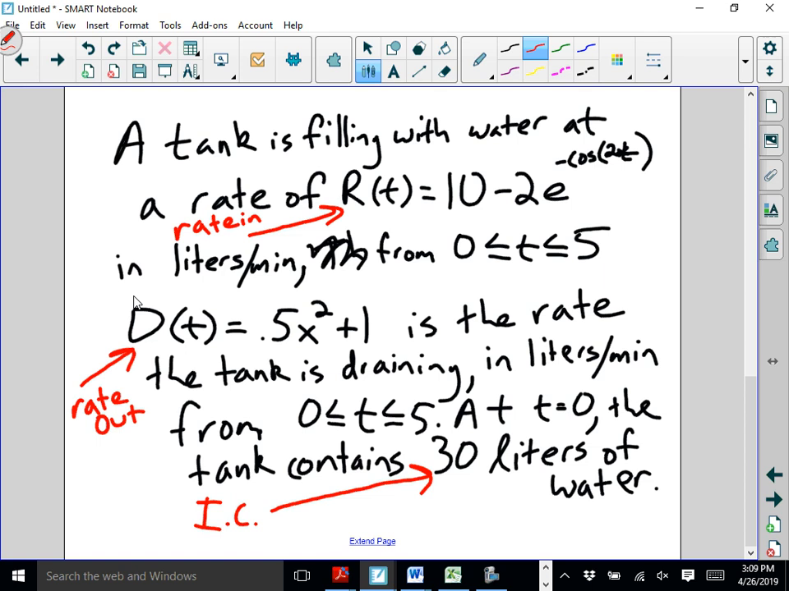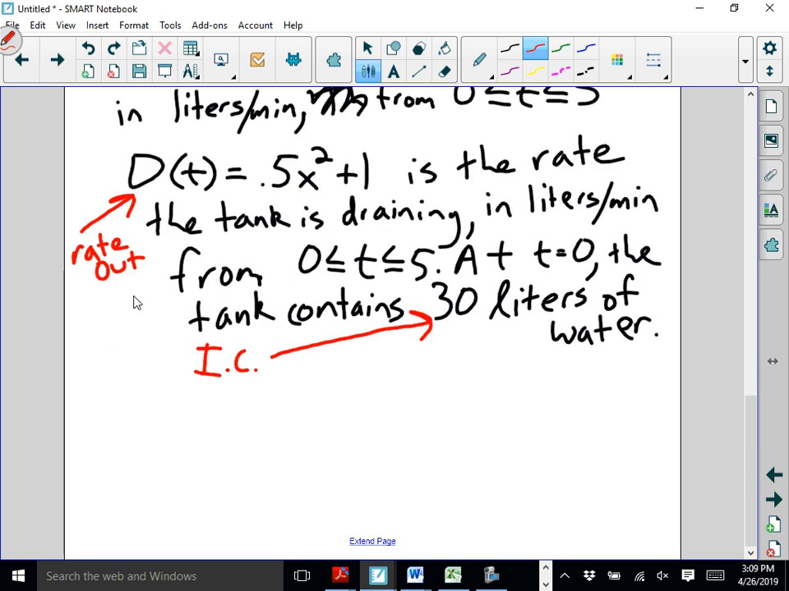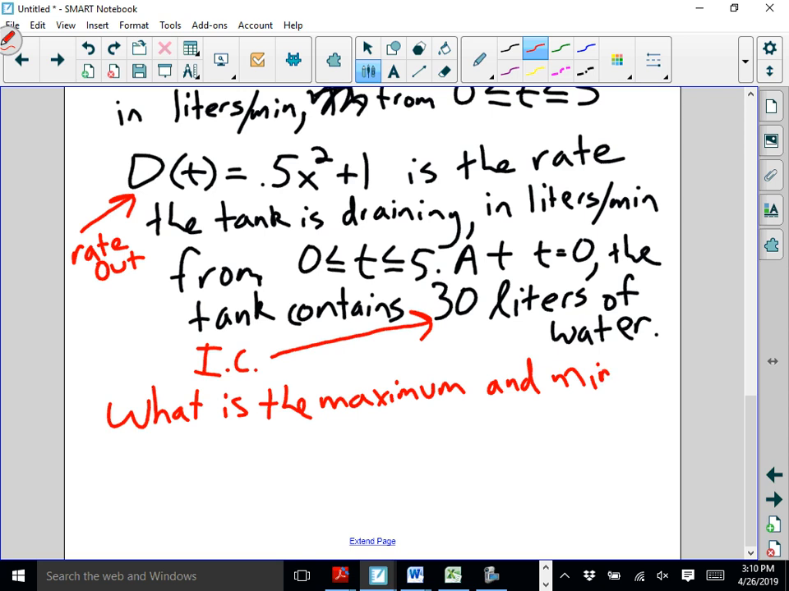The type of question they might ask here is, I'm going to ask both questions here. What is the maximum and minimum amount of water in the tank? So the question is, what is the maximum and minimum amount of water in the tank?